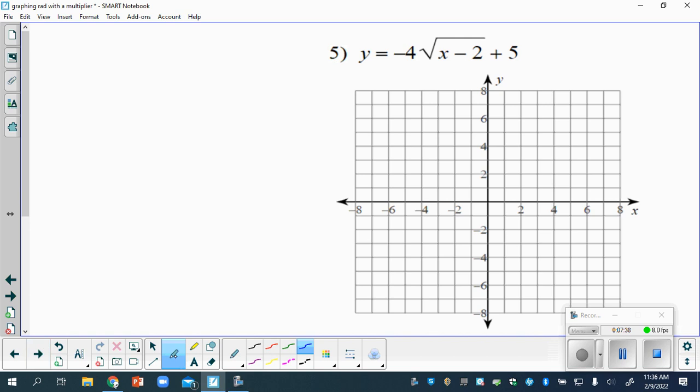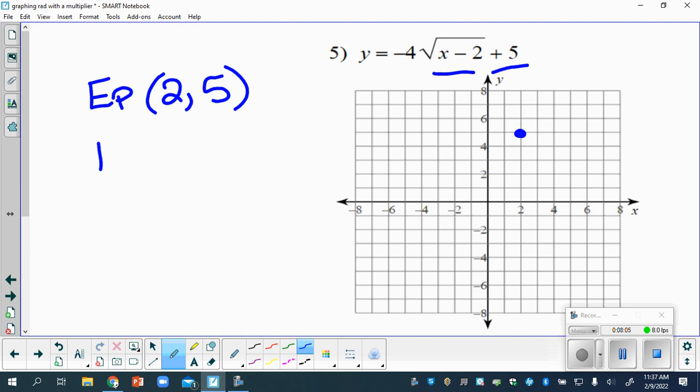So here's what we're going to do on this problem. We're going to start with our endpoint. We steal from that guy. Remember, we do the opposite because it's naughty, because it's in jail. So it's going to be 2, and we steal that guy, so it's going to be a 5. Here we go. We're going to go over 2, up 5. That's our endpoint.